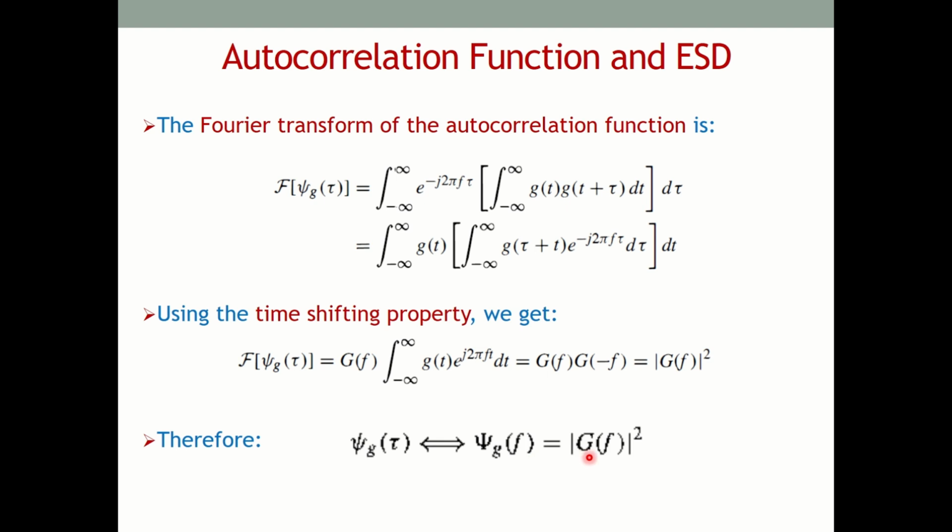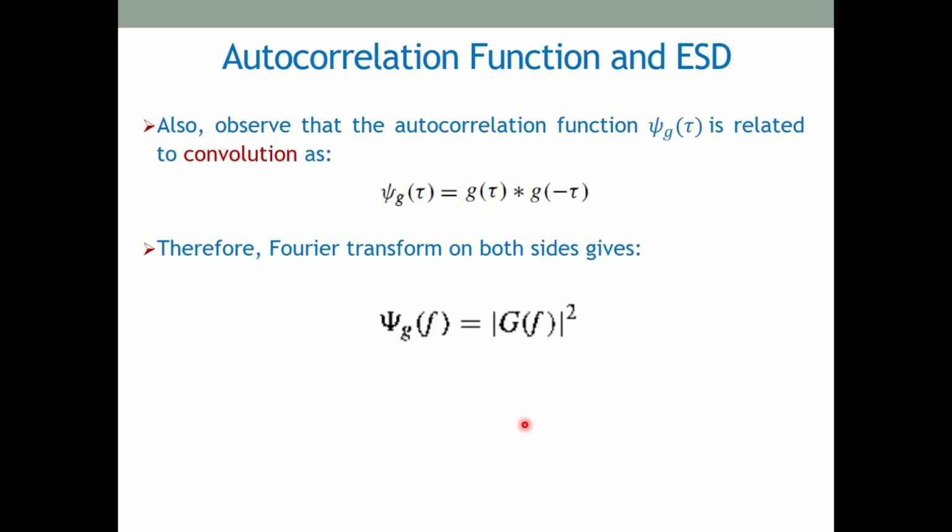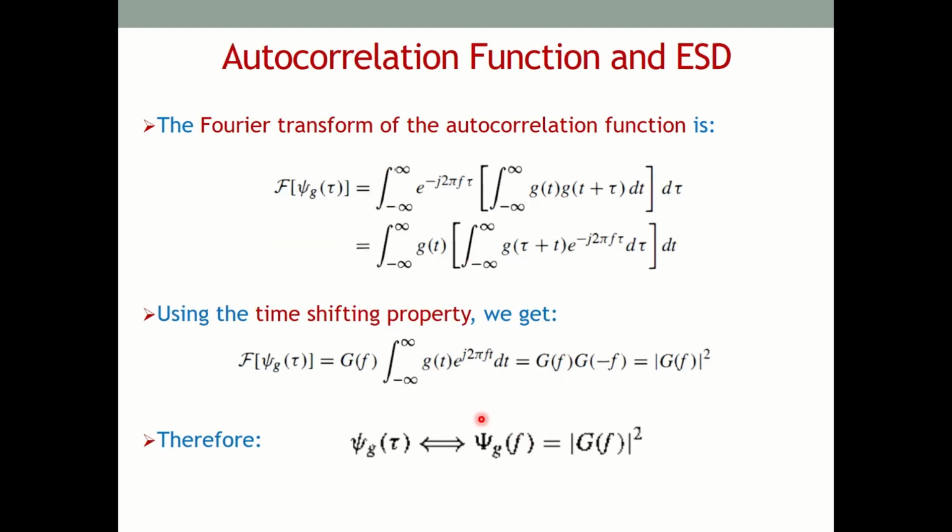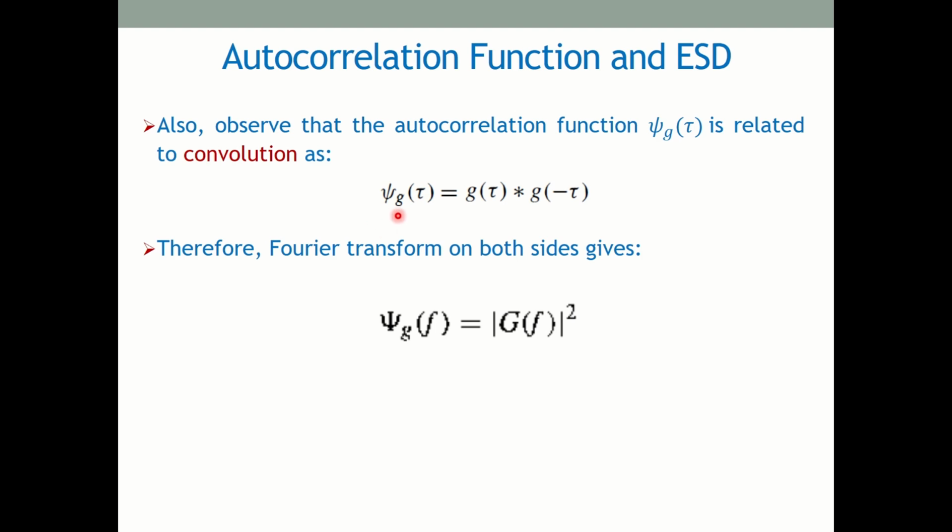So until now we have first proved that this term is the energy spectral density, and the next thing we've proved is that the Fourier transform of the autocorrelation function gives us the energy spectral density. Similarly, there is another method by which we can prove the same expression. So let's look at the expression here. This is again for the autocorrelation function. We know it is related to the convolution by this expression. So this is the convolution expression, g(tau) convolved with g(-tau).